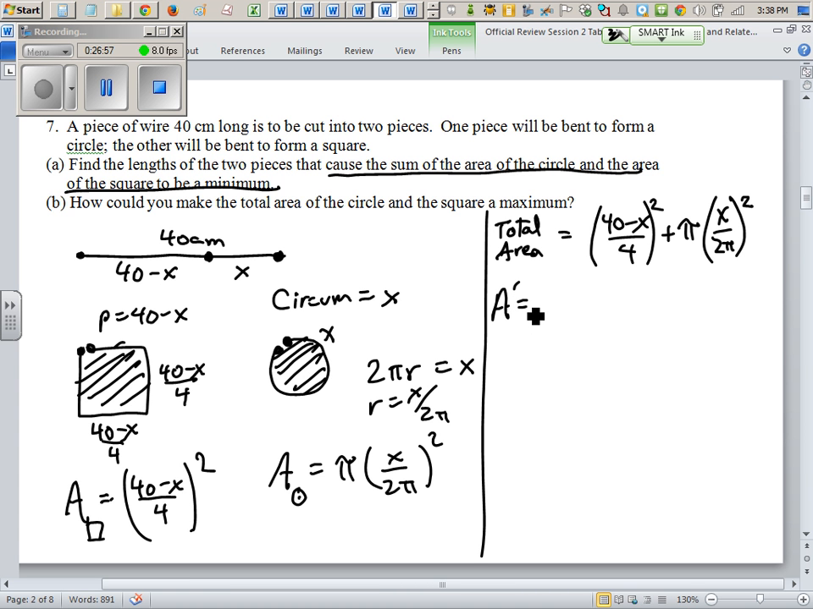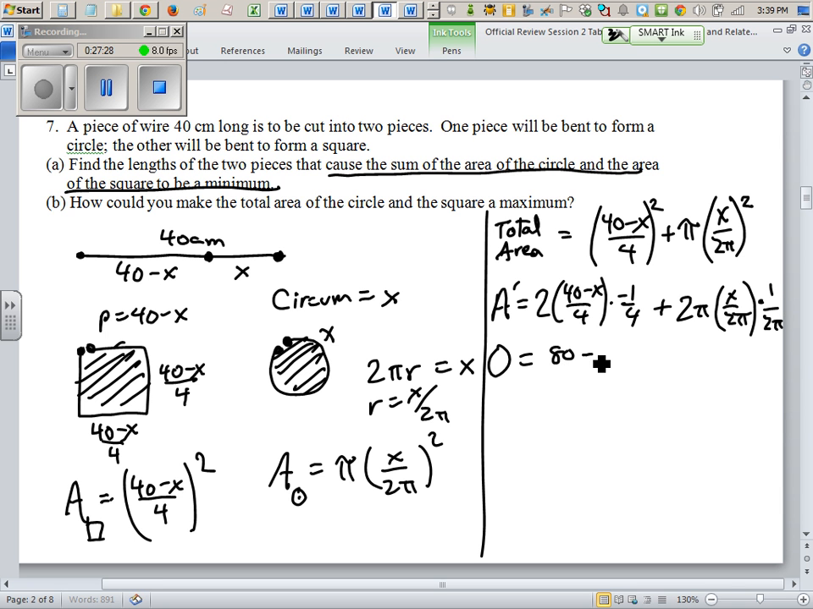A prime. You don't even have to expand it, right? You just take the derivative straight up. Just bring the 2 down. You have 40 minus x over 4 to the first, and multiply by the derivative of the inside, which is negative 1/4. Then bring the 2 down, and then it's x over 2 pi to the first, and multiply by the derivative of the inside, which is 1 over 2 pi. Set this equal to 0 for optimization. And you have basically negative 80 plus x over 16. Negative 80 plus 2x over 16.